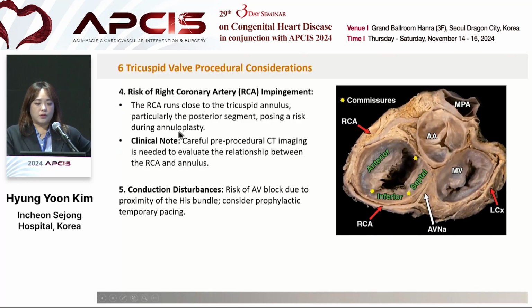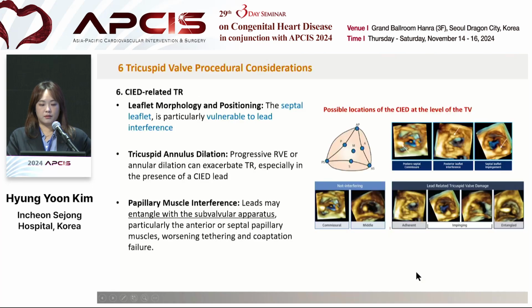And there's also risk of RCA impingement, because the RCA runs along the posterior part of the tricuspid valve. And there's also conduction disturbance, because between the mitral valve and aortic valve here, there is the AV node, so it can develop AV block. And the last one is CIED-related TR.